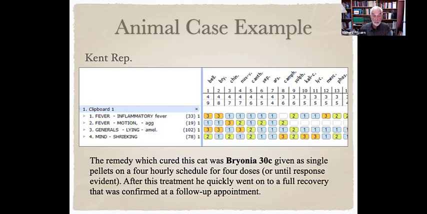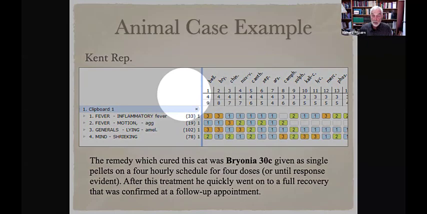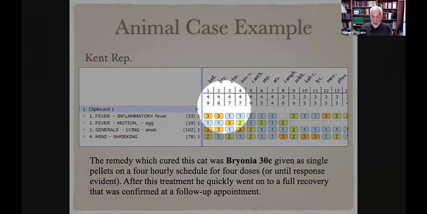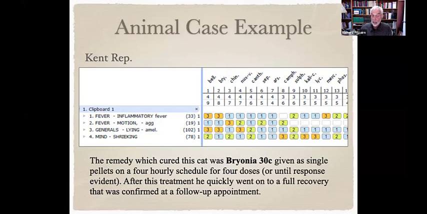So we have inflammatory fever, and under that we have fever motion aggravates, and then under generals, lying ameliorates, and then under mind, shrieking, crying out. And we find then the list of remedies here. We decided on studying materia medica to use bryonia, and bryonia was a remedy that cured the cat.